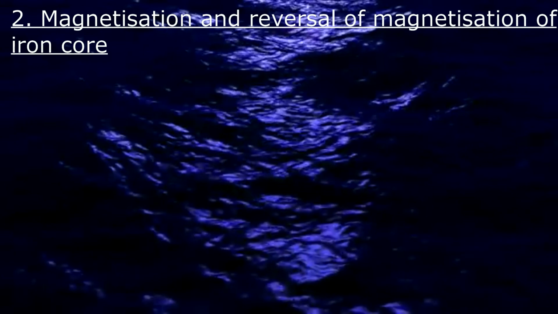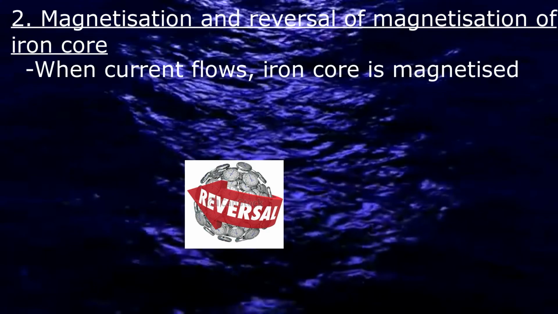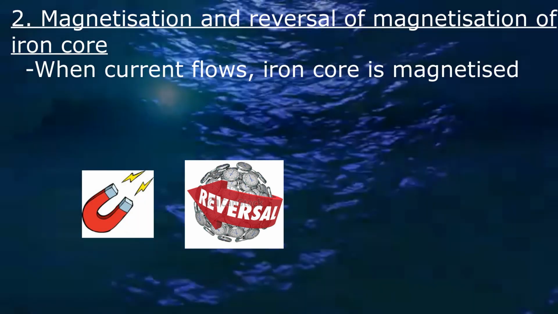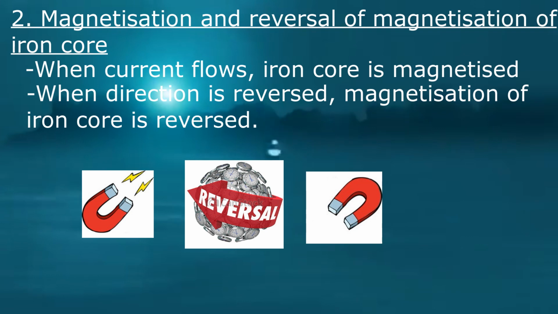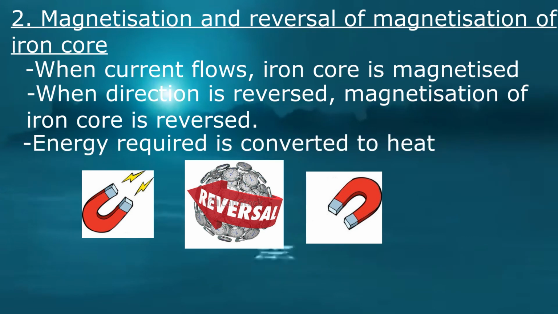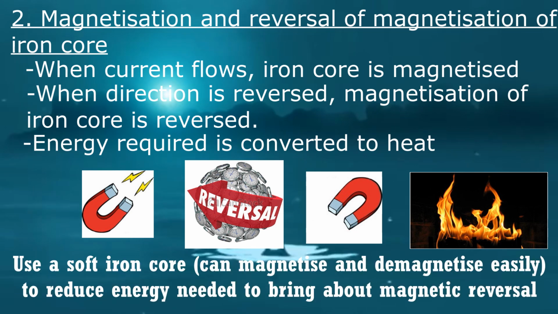Next is the magnetization and reversal of magnetization of the iron core. When current flows in the primary coil, the iron core is magnetized. When the current direction is reversed, the magnetization of the iron core is reversed. The energy required for the magnetization and its reversal is converted into heat energy in the iron core. To minimize this energy loss, a soft iron core which can be magnetized and demagnetized easily is used to reduce the energy needed to bring about the magnetic reversal in the coil.